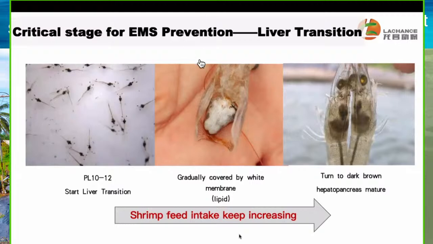So what we can do to do a good prevention for the EMS and HPND, here I want to share with you guys a very critical stage of the shrimp's growth. We call it liver transition. It's also the hepatopancreas transition. Because we mentioned the EMS and HPND will outbreak, especially in the first month of shrimp farming, from DOC 1 to about DOC 30 days. This is the peak time of the shrimp to get EMS and HPND.